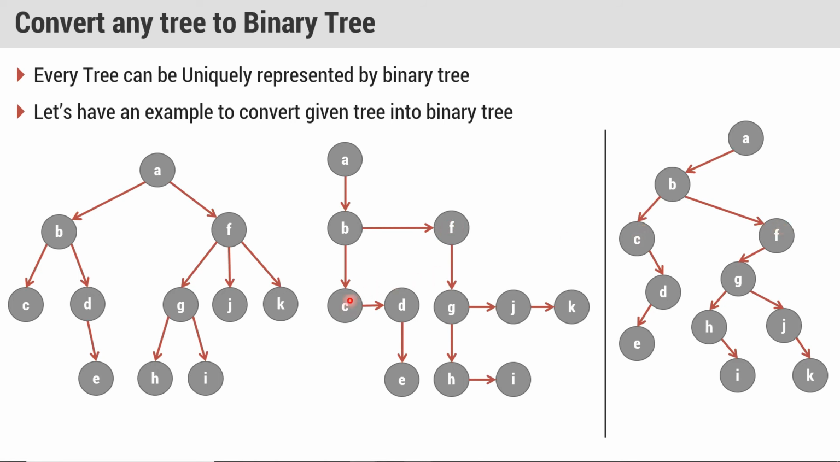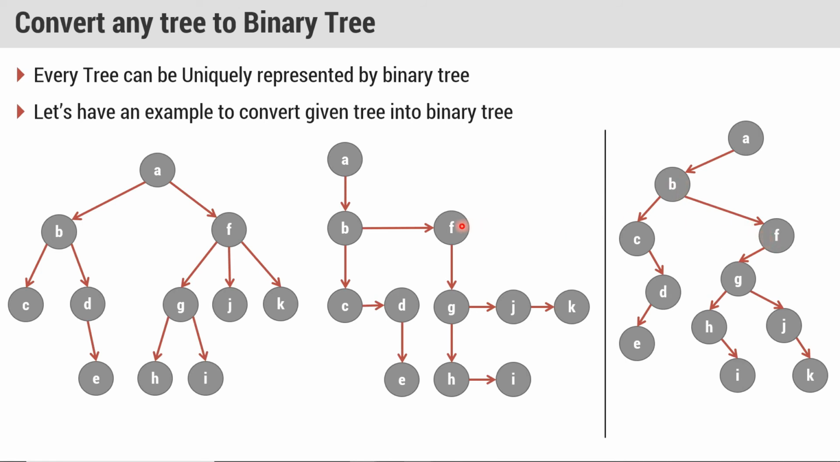Now see, again C has a right child. So we have to put this D as a right child of C. Then D has one left child, that is E. So we have to put this E as a left child of D. Now see, B has a right child F, right? So we have to put this F over here.